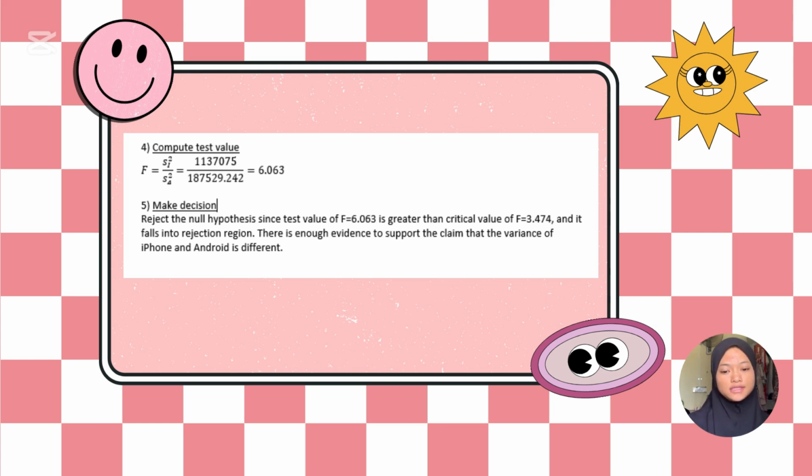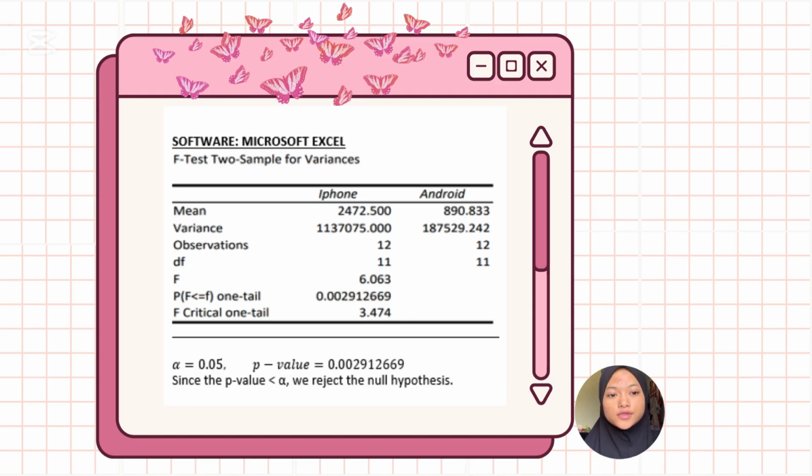We reject the null hypothesis since the test value of F 6.063 is greater than the critical value of F, which is 3.474, and it falls into the rejection region. And there is enough evidence to support the claim that the variance of iPhone and Android is different. And then we can use software, which is Microsoft Excel, to make a decision whether to reject the null hypothesis or not. We can compare it by p-value and alpha. In this data, the alpha is 0.05, while the p-value is 0.00291269. We can say that the p-value is less than the alpha, so we reject the null hypothesis.